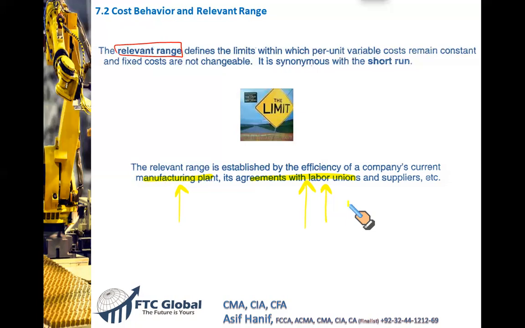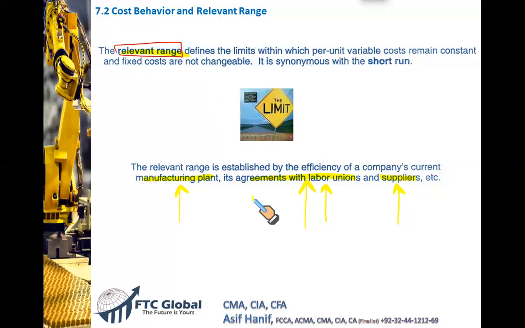And how many units you can produce could also depend upon your suppliers, how much material they will provide you, and this would define how many units you can produce. So your productive capacity, your limit, is defined by these three, or maybe some other factors that will determine how many units you can produce. Right? Plant size, contract with labor unions, or the agreement with suppliers regarding the provision of raw material.